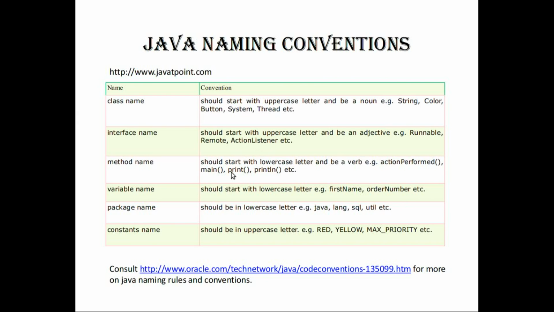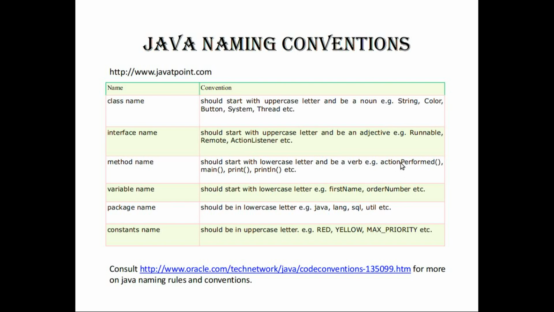Now you have methods. A method should start with a lowercase letter and be a verb. Methods are actually action words. Methods represent what your program can do. So those are actions, the activities that your program can perform. So you want them to be action words. Like these are inbuilt methods. When we look at Swing, we're going to see actionPerformed, for example.